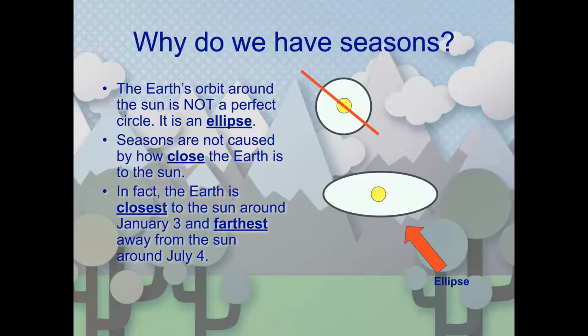Seasons are not caused by how close the Earth is to the sun. In fact, the Earth is closest to the sun around January the 3rd and furthest away from the sun around July the 4th. If you really think about it, if you're closest to the sun, I guess you should have the season of summer. But look, January the 3rd, well, that's the season of winter, isn't it? And July the 4th, guess what? It's the furthest away from the sun, and that's the season of summer. So it really doesn't have anything to do with how far or how close you are to the sun, okay?